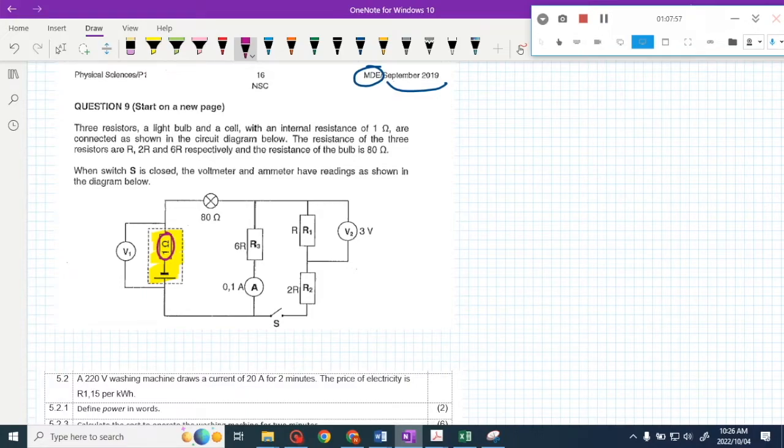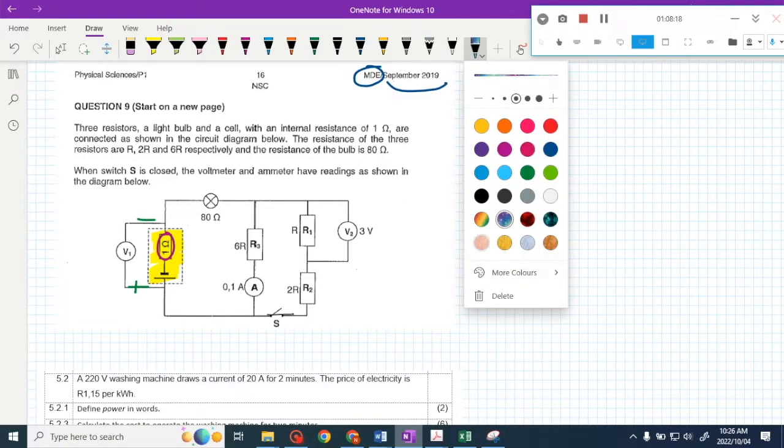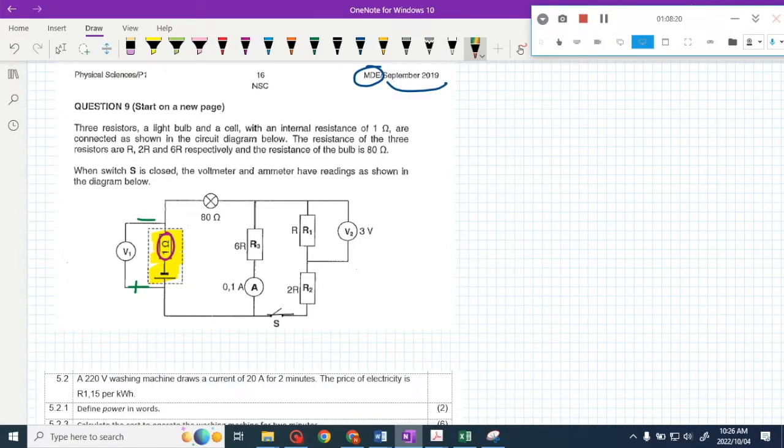As I said to you guys, whenever you have a circuit, before you do anything else, determine how the current is going to flow. So I'm going to close my switch, and then I'm going to say current, which is the flow of positive charges, is from positive to negative. So it's going to flow out this side and get to this point.